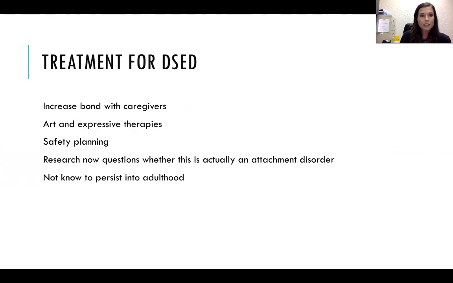Treatment for DSED: increased bond with caregivers, art and expressive therapies, and safety planning, because obviously we want to teach children that it's actually not okay to go off with strangers, to jump in strangers' laps, or to cuddle people they don't know. We want to teach them those basic safety skills. And as a side note, research is now questioning whether this is actually an attachment disorder. It may be related to something else, and it's not known to persist into adulthood. So hopefully they'll grow out of it, but we need to keep them safe until they do.